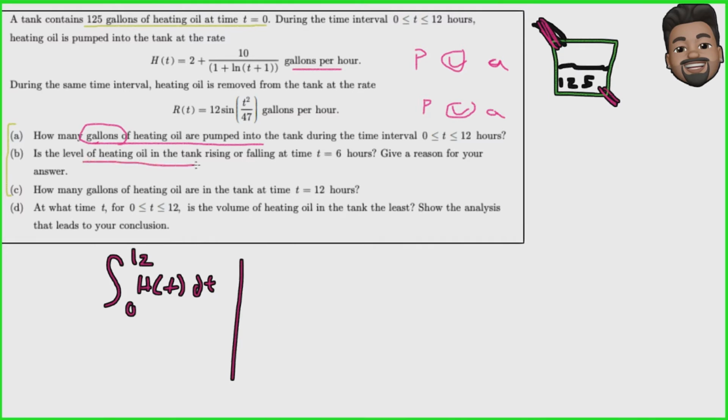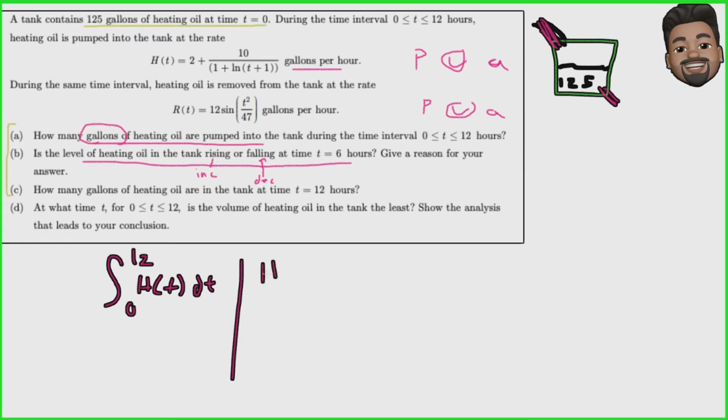Is the level of heating oil in the tank rising or falling at T equals 6? So we want to find out, is the level of heating oil in the tank rising or falling at T equals 6? So I want you to know rising is like another word for increasing. Falling is like another word for decreasing, right? And if it's positive, it's increasing. If it's negative, it's decreasing. The problem is you have something coming in, you got something coming out. So we need to take into account both.